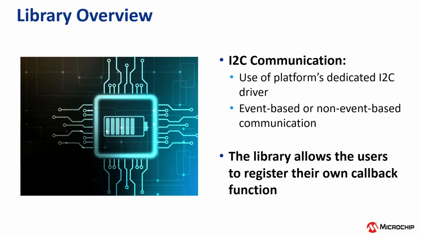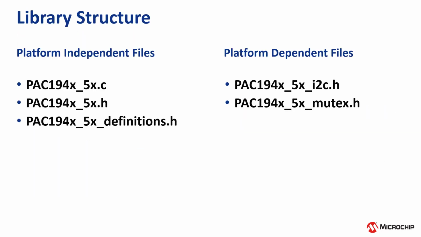The PAC194 and 50 library is designed to allow the users to register their own callback function in order to receive notifications from the library. The library is an easy-to-use library that contains a set of platform-independent files that implement the access to the device's functionality and another set of files that represents the platform's adaptation layer. This layer contains the target platform-dependent code, the I2C communication shim layer, and the resource access synchronization functions, mutex.